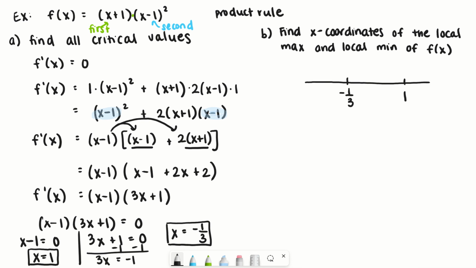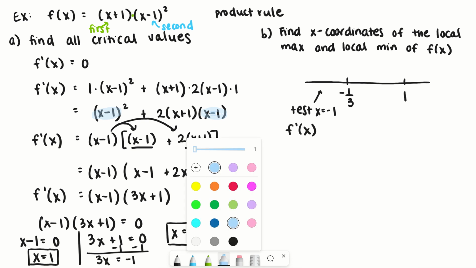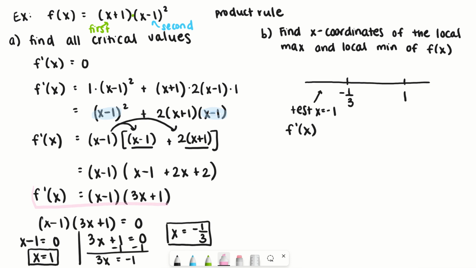So I want to test out an x value that's slightly smaller than negative 1/3. I just want to choose a number that's easy to plug in, so I'm going to test out x equals negative 1 because negative 1 is less than negative 1/3, and I'm going to test it into the derivative function. So my derivative function was right here in pink. So I want to test out negative 1 into here just to see whether the derivative is negative or positive.